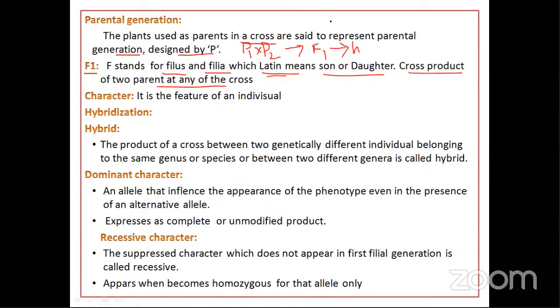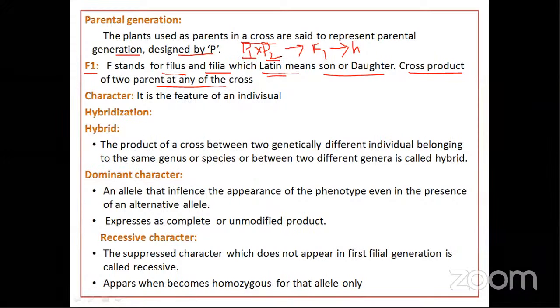And heterozygous, as I already said, is the condition where both the alleles will not be similar. One allele will be dominant in nature, one allele will be recessive in nature. That is the condition. That's why remember the fact that F1 is always and always homogeneous and heterozygous. What about P1 and P2?